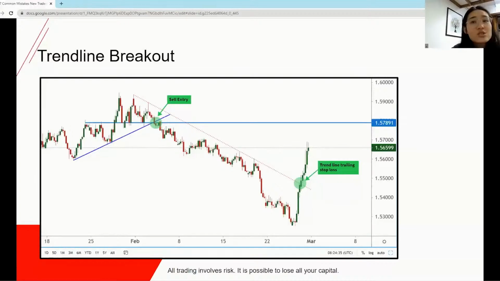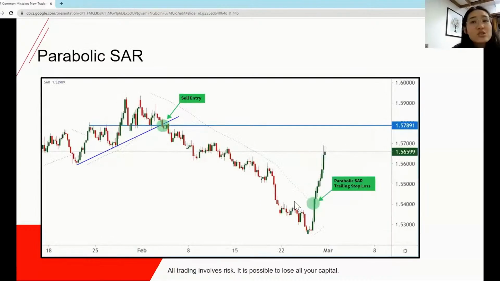Okay, and next we have parabolic SAR. Price touches the indicator, we are stopped out. So it protects us from large movements such as this, and it ensures that we still maintain any losses.